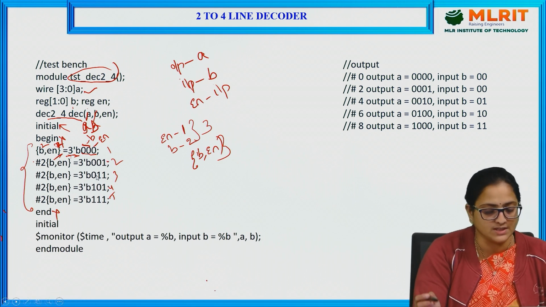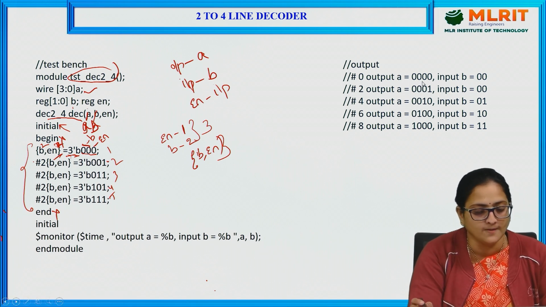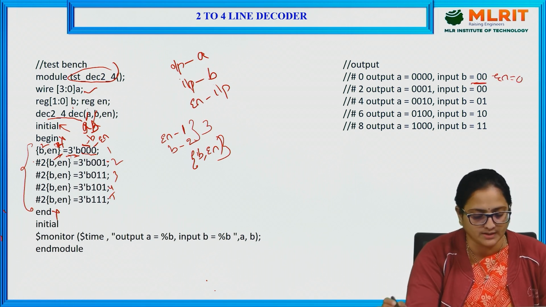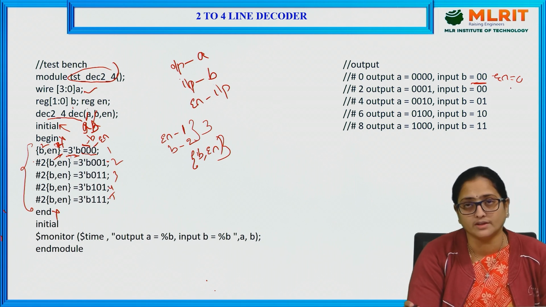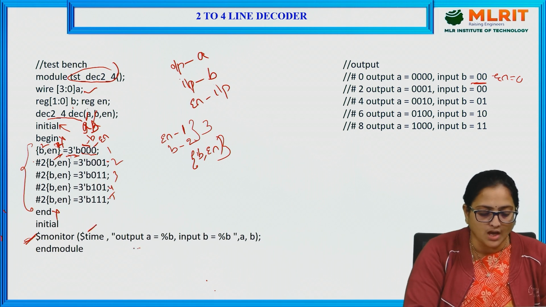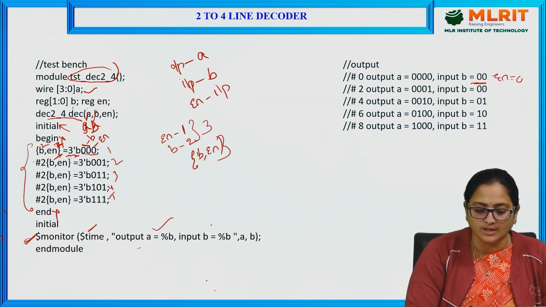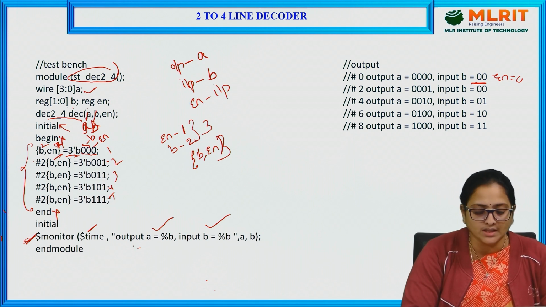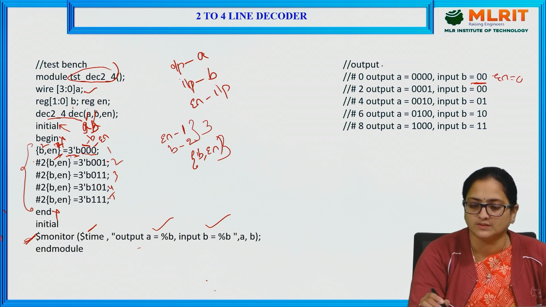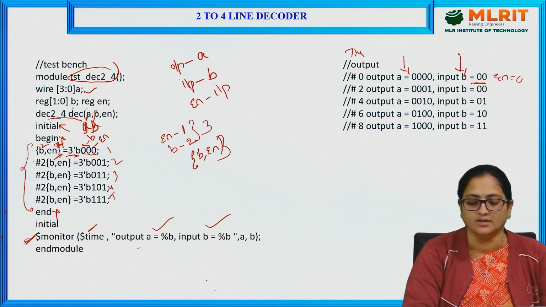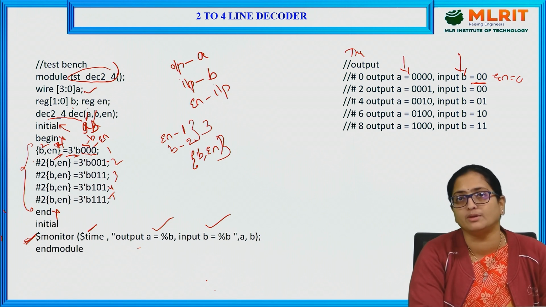So here if you can see the output side at time t equals 0, they have given B value as 0, 0, and enable pin as 0, 0, 0. But here, why are we unable to see the enable pin? Because in the $monitor, I use $time, output A equals %B, input B equals %B. I am asking to monitor only the output and input value with respect to time. So this is time and here this is output and this is input. But here I have concatenated enable also with the input.